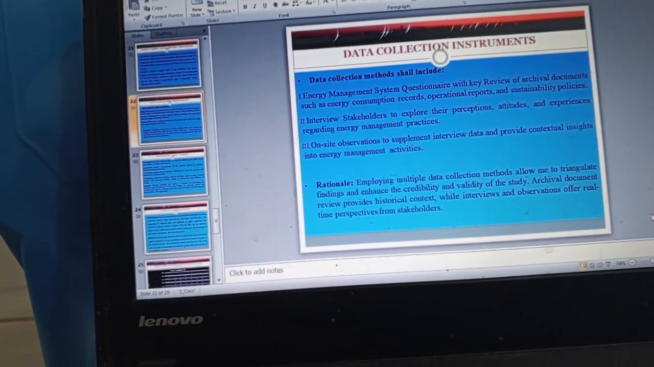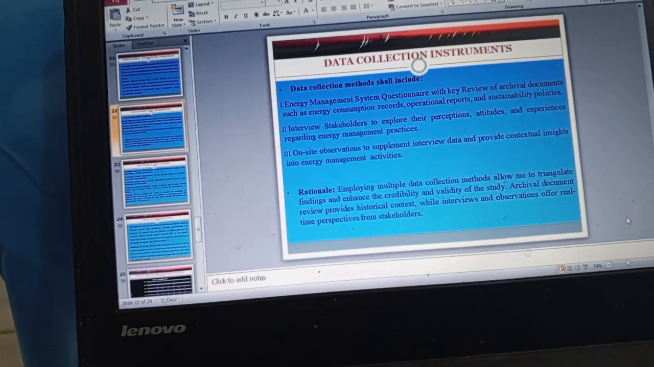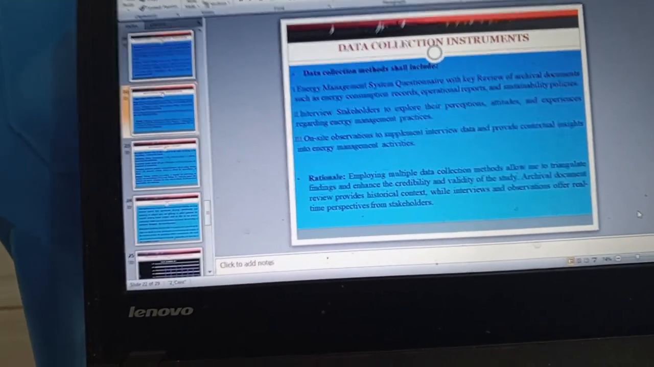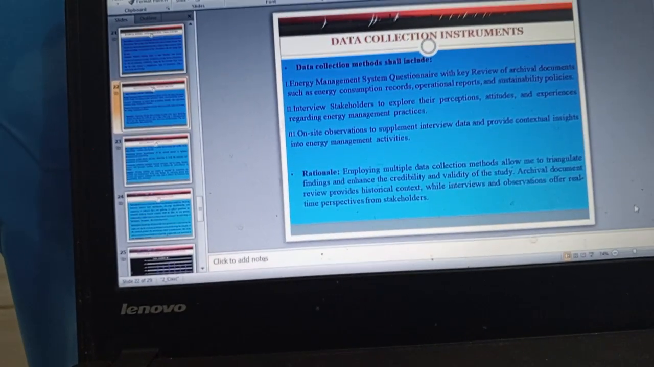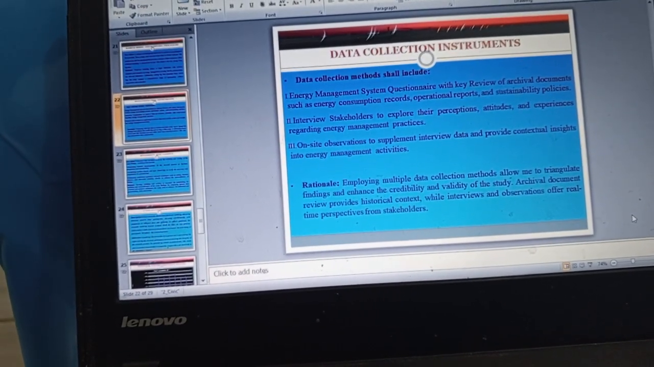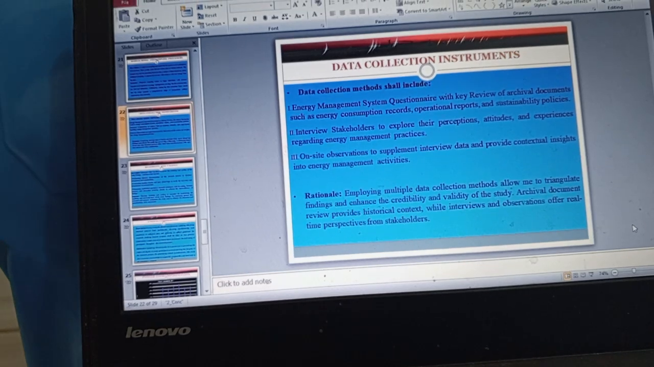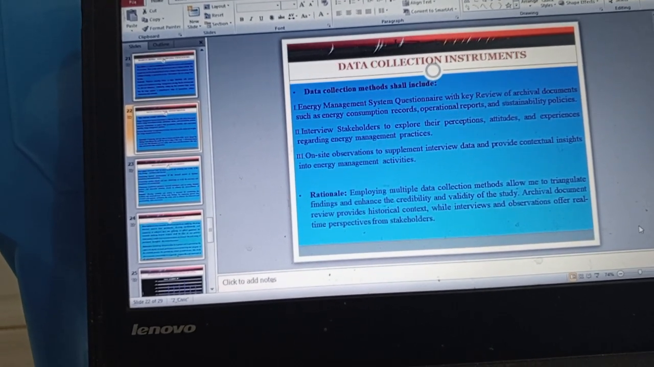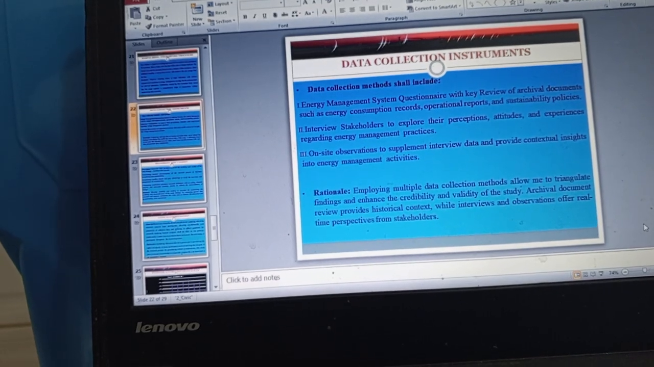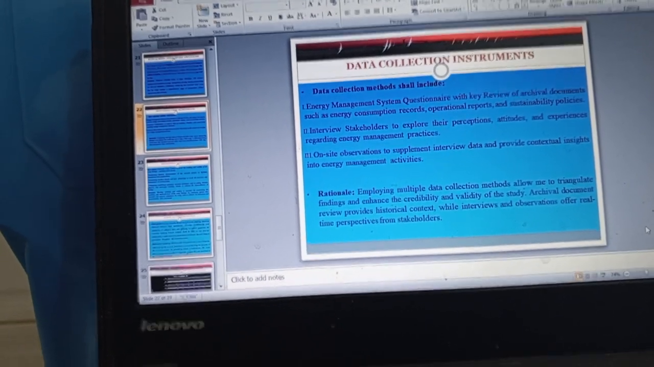Then on the data collection instruments, I have number one, which is the Energy Management System Questionnaire, with the key reviews of archival documents such as energy consumption records, operational reports, and sustainability policies.